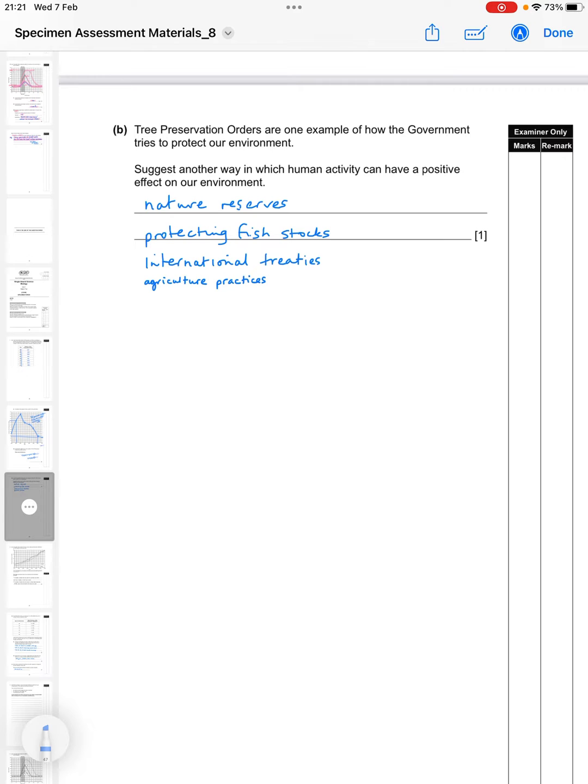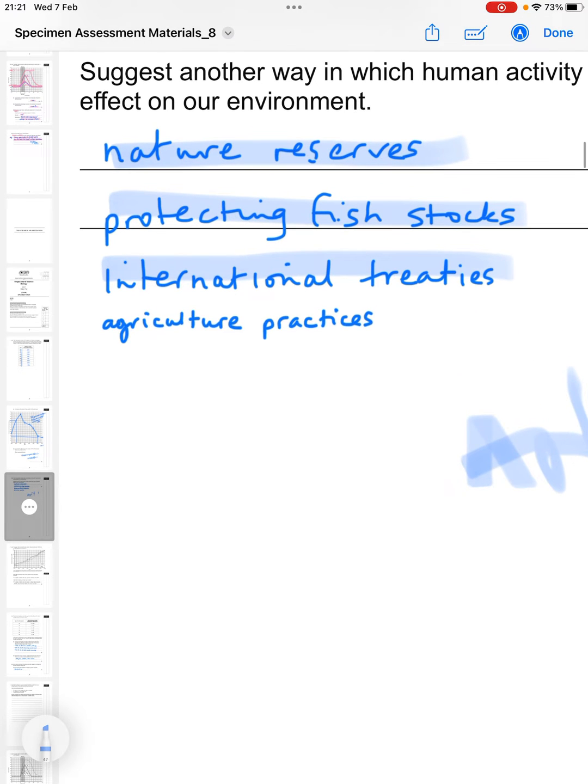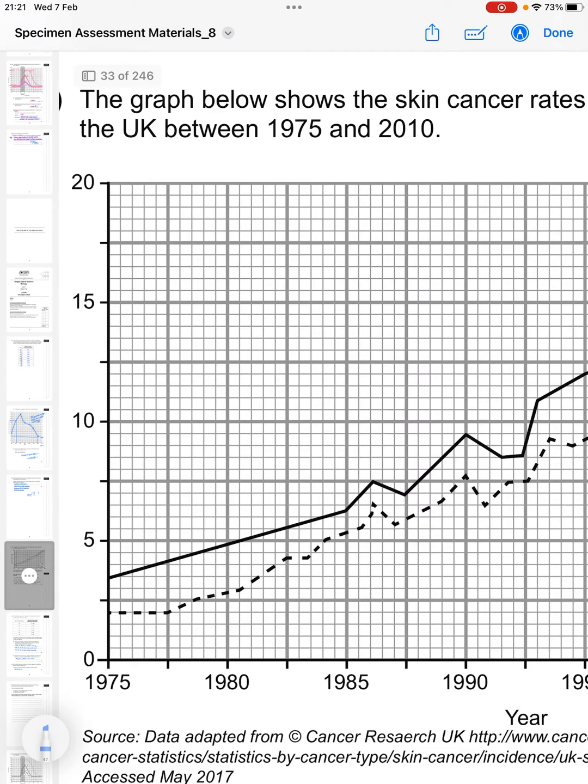Then tree preservation orders are an example of how the government tries to protect our environment, suggest another way in which human activity can have a positive effect on the environment. Any one of these, so any one of nature reserves, protecting fish stocks, you could be talking about international treaties, or you could even mention different agricultural practices.